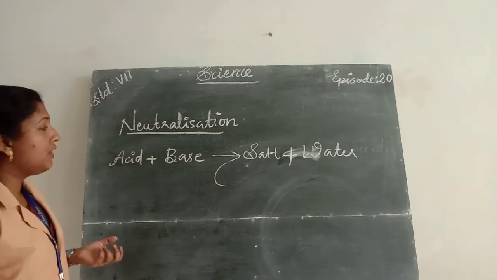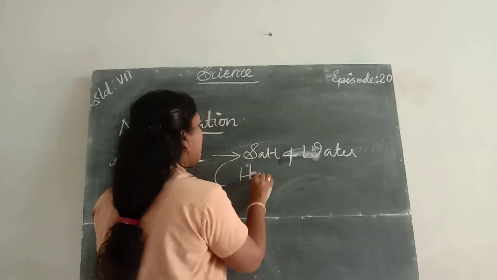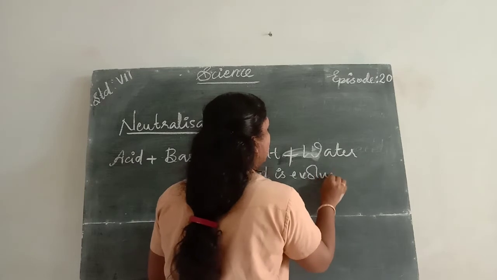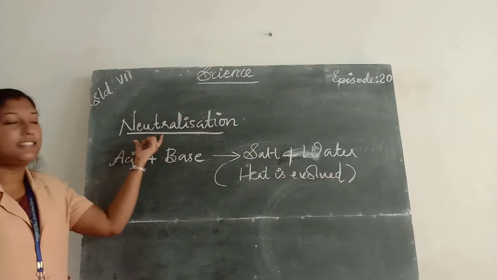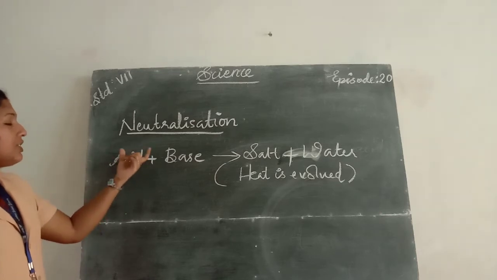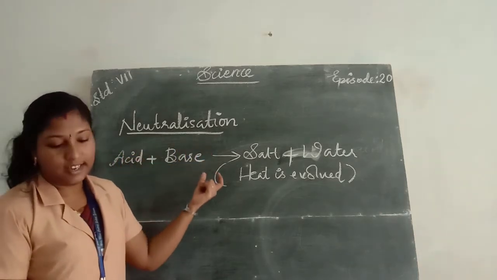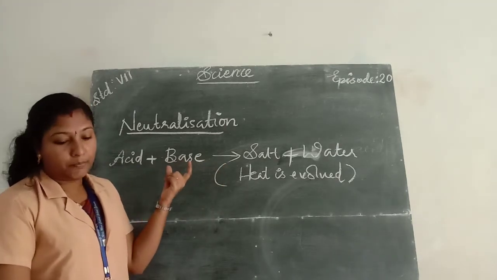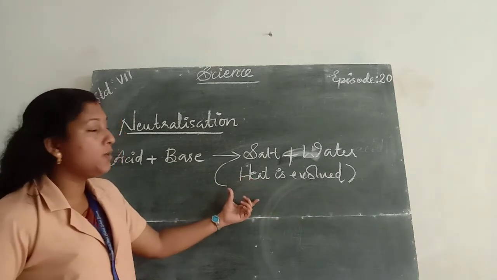In this process, heat is evolved. Once again, what is neutralization? The reaction between acid and base is known as neutralization. Salt and water are produced in this process with the evolution of heat.